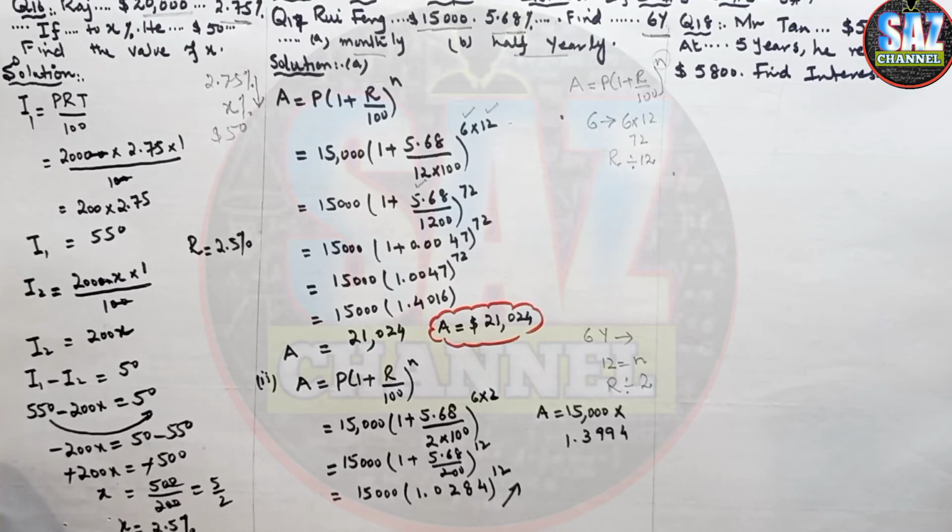1.3994 multiplied by 15,000, and this will give me 20,991. So the amount that he will be getting for this investment will be $20,991. I hope you are clear about this question, and let's move to the next question, and let me read the question from the book.